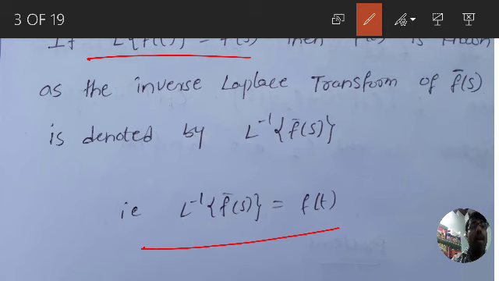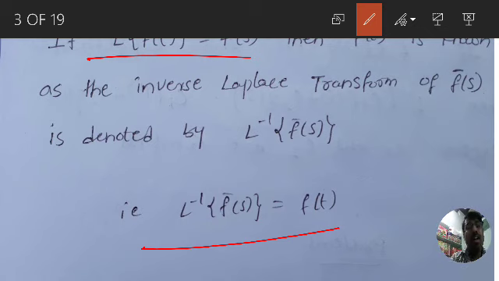Laplace transform and inverse Laplace transform are inverse to each other. Just like differentiation and integration are inverse to each other, similarly Laplace and inverse Laplace transforms are inverse to each other. Once you know differentiation formulae, you can easily know the integration formulae. Similar to that, if you know the Laplace transform formulas, then it is very easy to get inverse Laplace transform formulas. So let us go for it now.